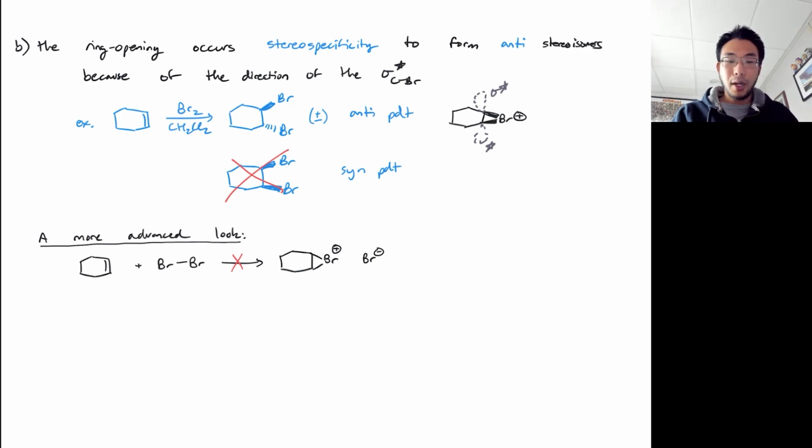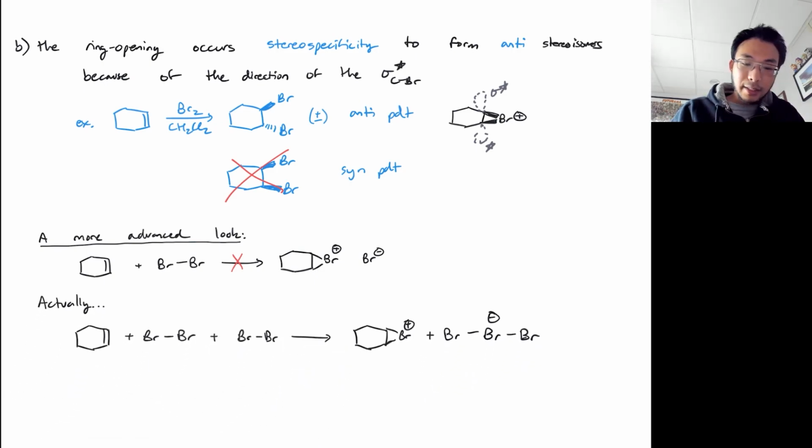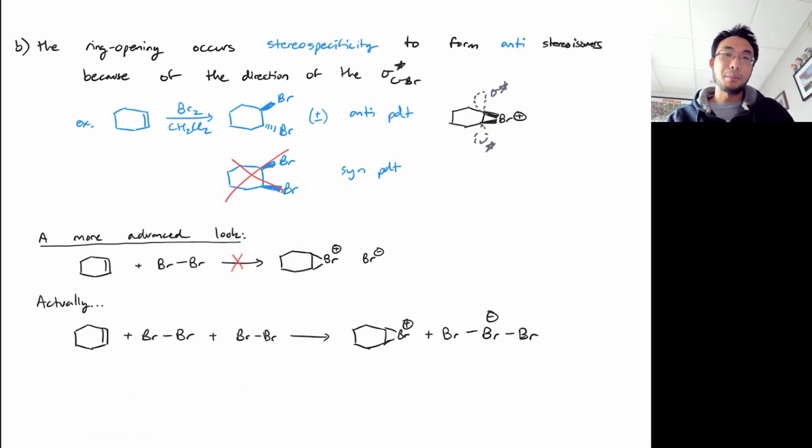So if you try to model this, the modeling actually tells us that this is not electrophilic enough and the other bromine is not a good enough leaving group to have this reaction happen like this. And so what is actually happening? Turns out the experiment also tells us that this mechanism is wrong. So the reality is that there needs to be two molecules of bromine involved.